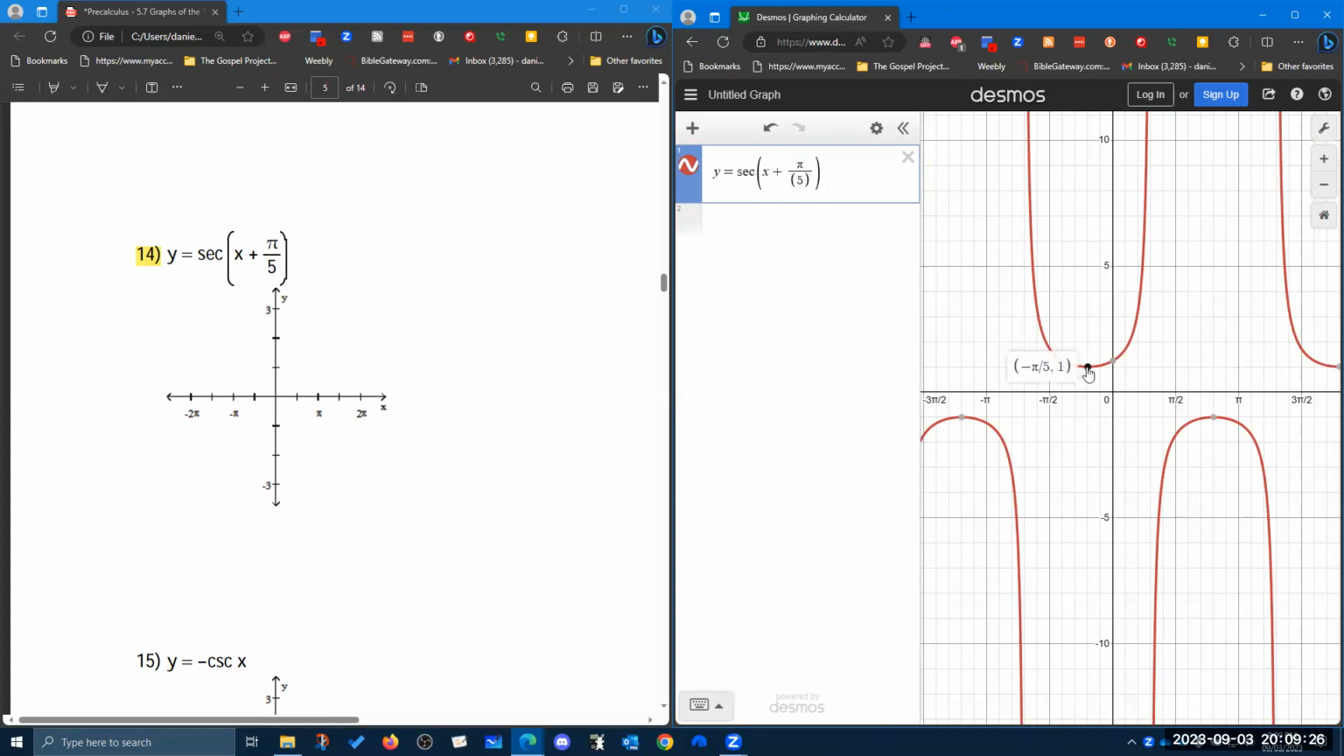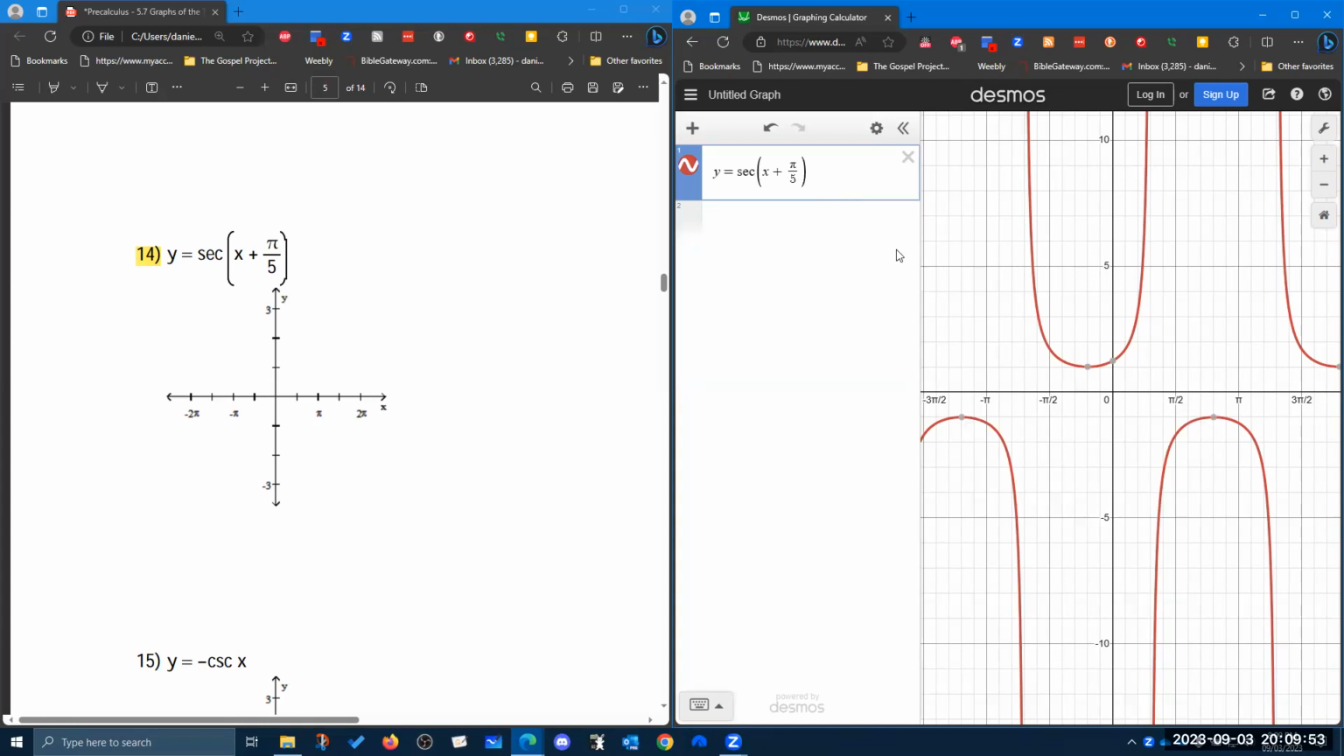It now has its minimum there at negative pi over 5, 1. Negative 6 pi over 5, negative 1 there. 4 pi over 5, negative 1. Its asymptotes are going to be shifted as well, from pi over 2 to pi over 2 minus pi over 5.